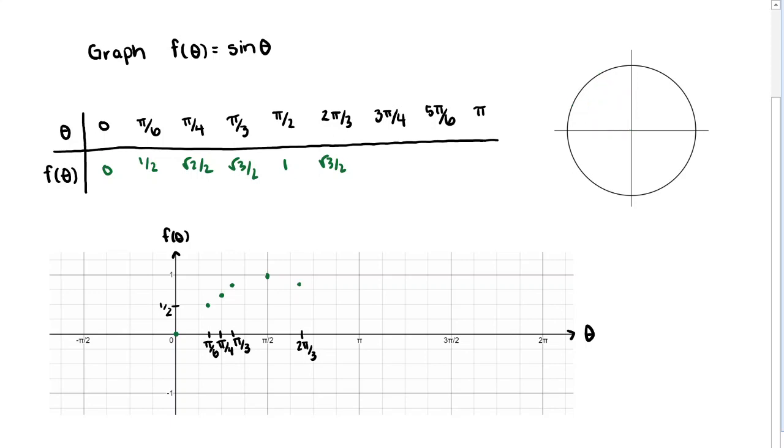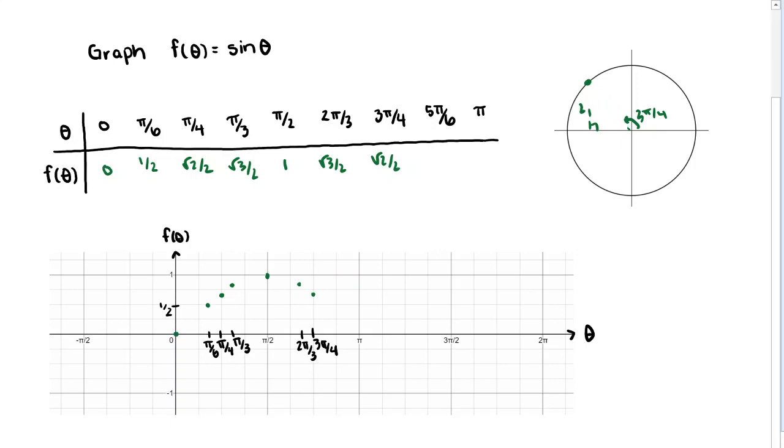Okay, next we're going to look at 3 pi over 4. So that's another special right triangle there. That's a 45, 45, 90 triangle. It's 3 pi over 4. And so we get a y coordinate corresponding to this point of the square root of 2 over 2, and we said that's roughly 0.7. So that's about here.